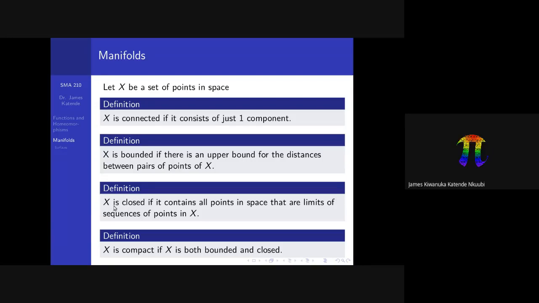So the next one talks about when we say that X is closed. X is closed if it contains all points in the space that are limits of sequences of points in X. You will learn about this in SMA 206, if you haven't already, so you'll get more details there. What this means is that if I have a sequence of points in X that converges, the limit of that sequence must also be in X. If it is not in X, then my set is not closed.